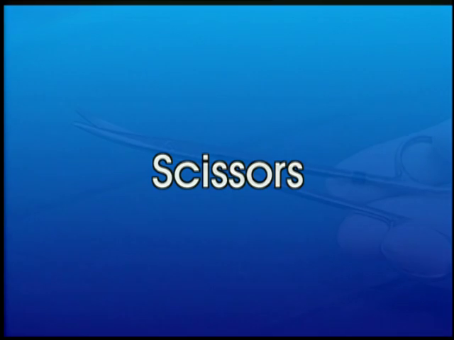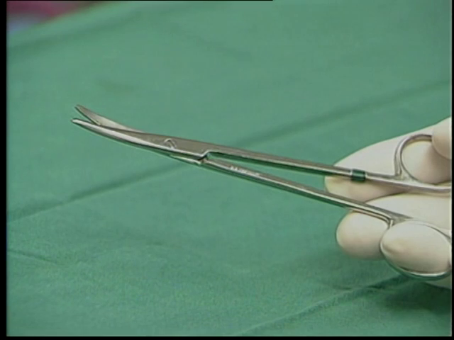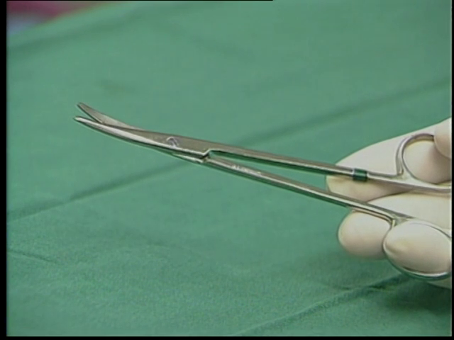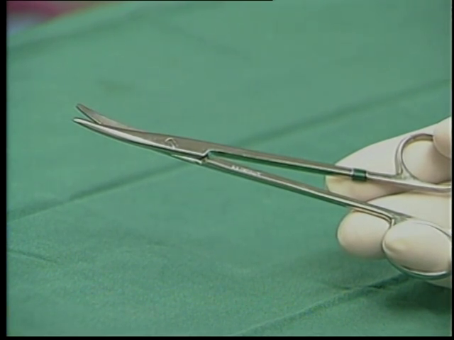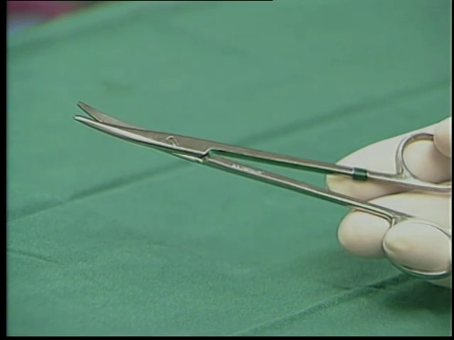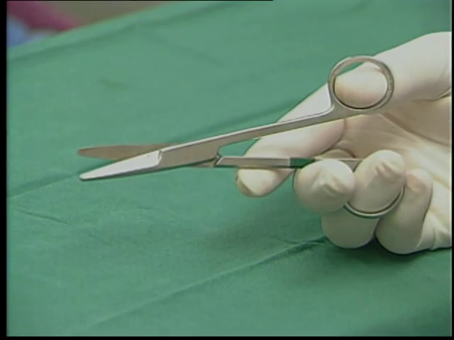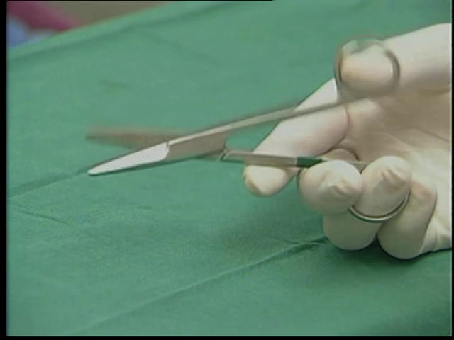Scissors come in various styles and shapes. Operating scissors are described by whether the blade is straight or curved. They are also described by their tips, either sharp or blunt. This pair of Metzenbaum scissors has a curved blade and a blunt tip. They are used for cutting and separating delicate tissues. The heavier Mayo scissors shown here are used on tougher tissues.